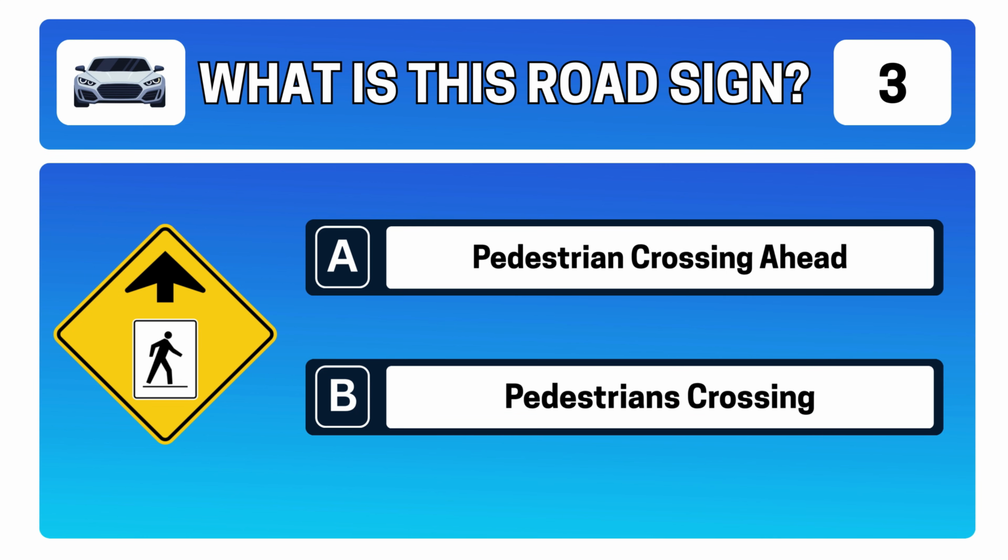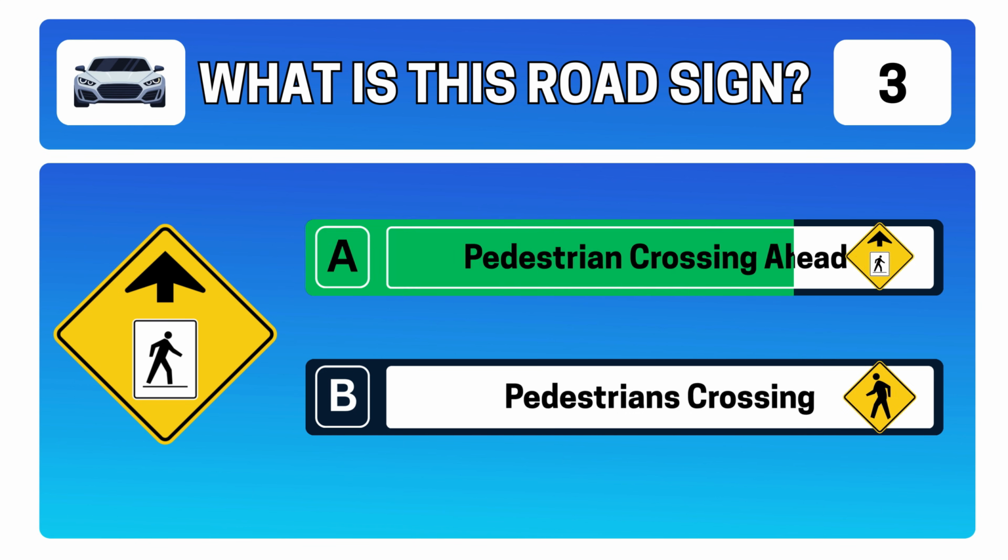What is this road sign? A. Pedestrian crossing ahead. B. Pedestrians crossing. Excellent. It is the pedestrian crossing ahead sign.